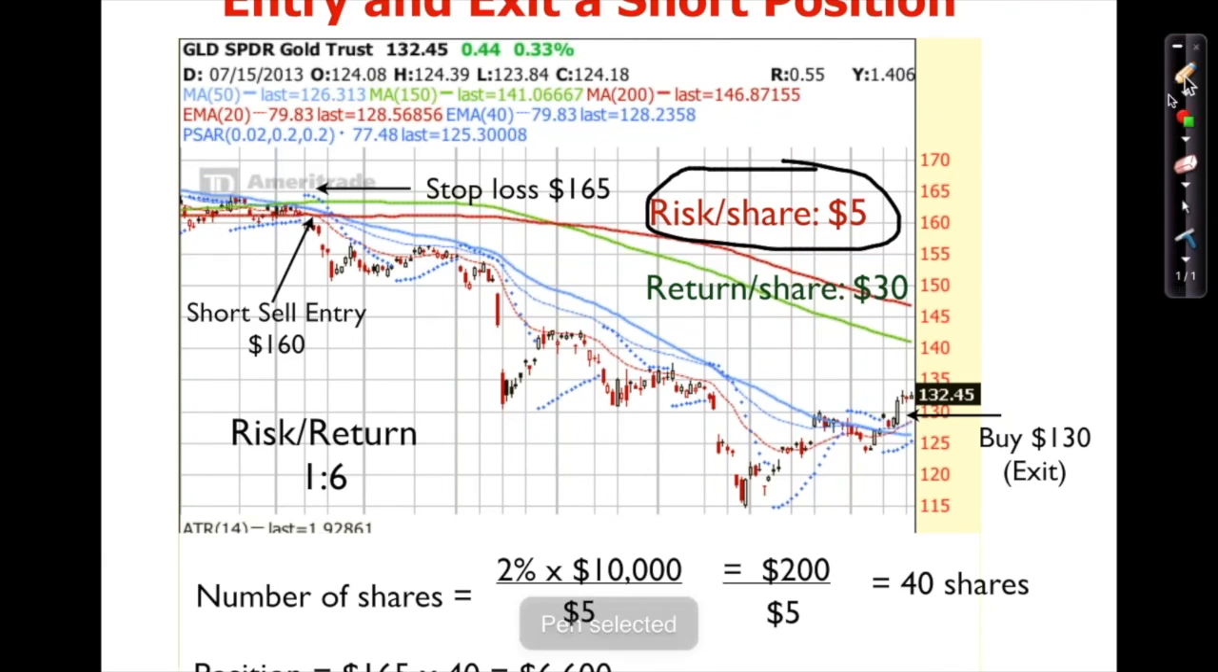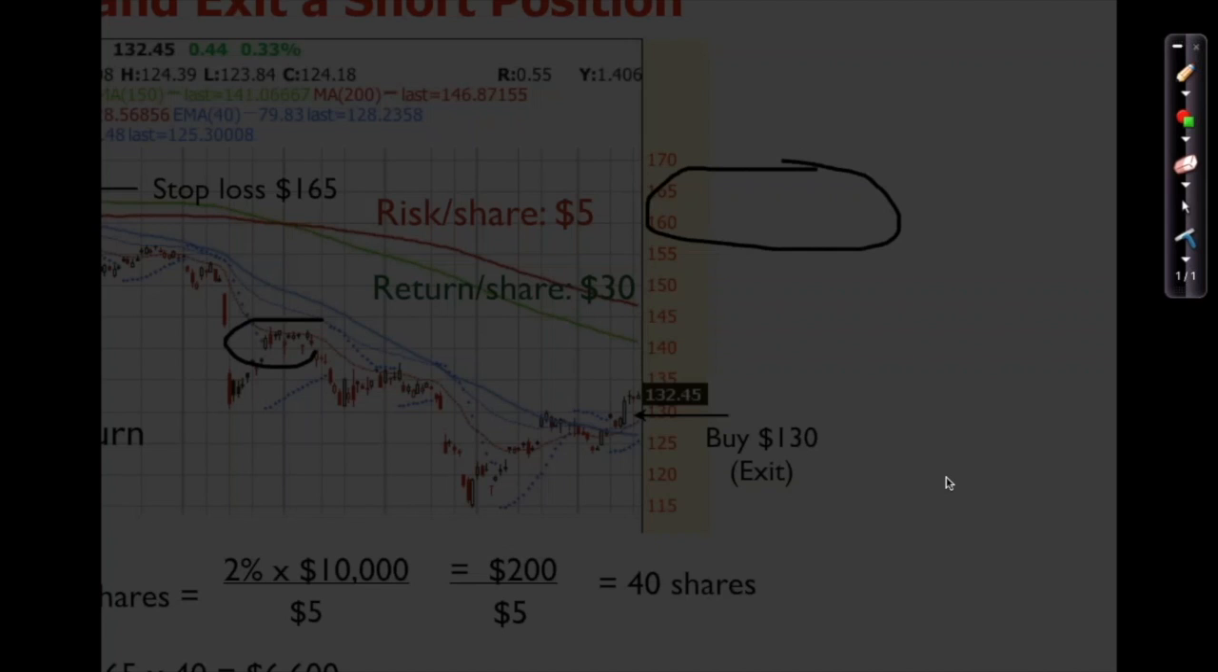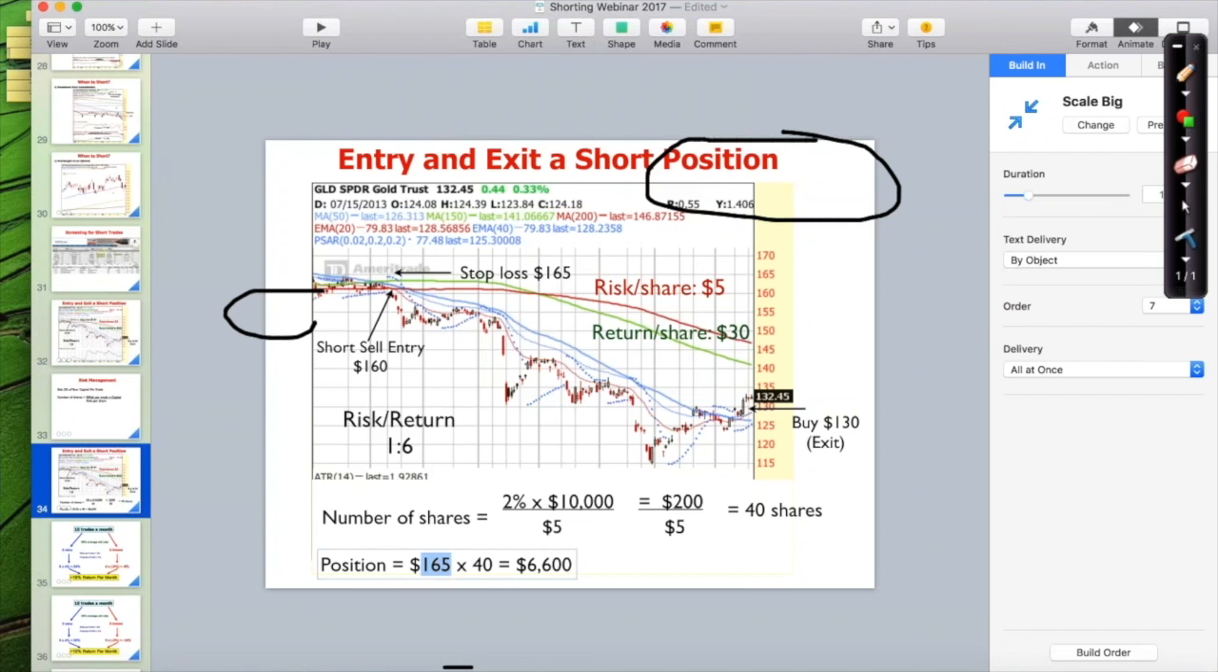My position size would be 40 shares times 160. Sorry, this is a typo. Let me just work on that. There's a typo over there. It should be 160. So that should be 6,000 if I'm not wrong. Let me just double check. Oops, no, 6,004. Okay, there you go.